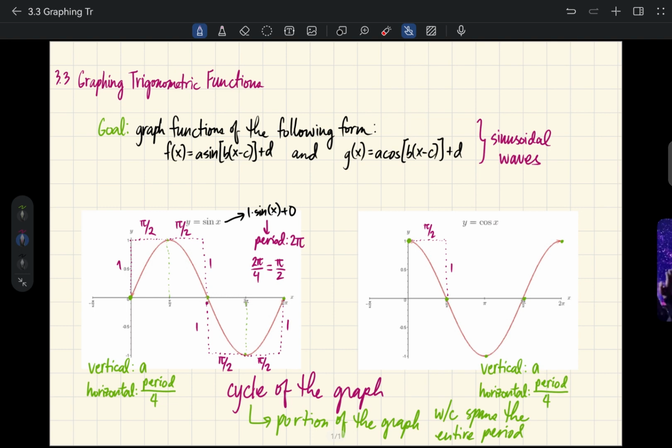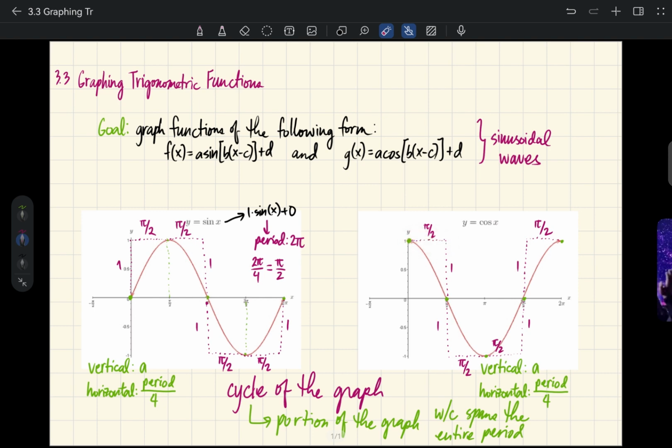Then next, to go from the second to the third point, you move 1 unit down and pi over 2 units to the right. To go from the third to the fourth point, you move pi over 2 units to the right and 1 unit up. And lastly, to go from the fourth to the last point, you move 1 unit up and pi over 2 units to the right. So as you can see, our vertical movement is still the A from this one, and your horizontal movement is still the period divided by 4.